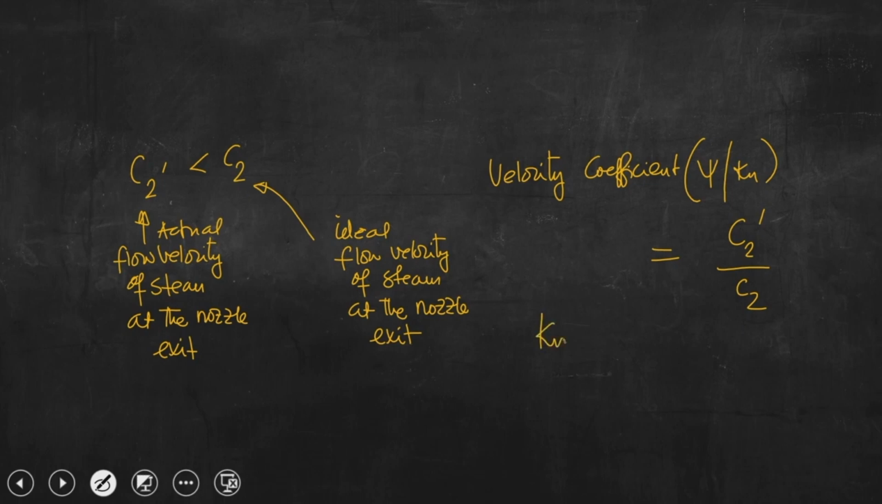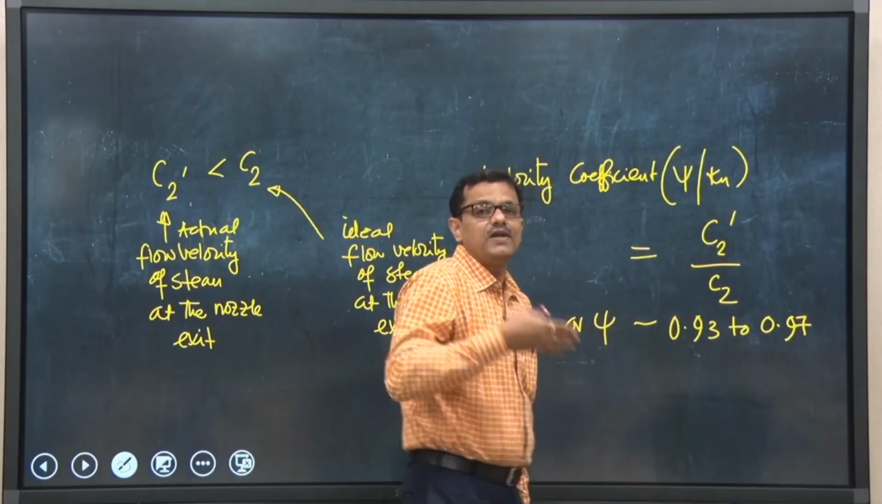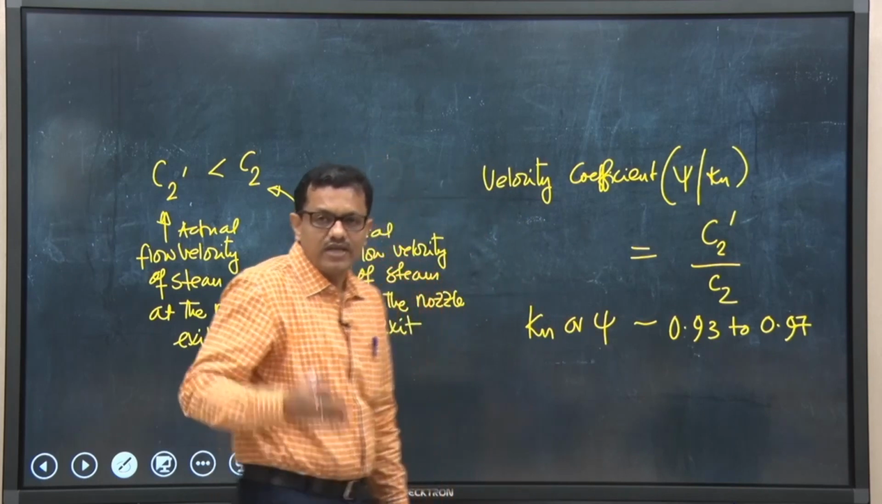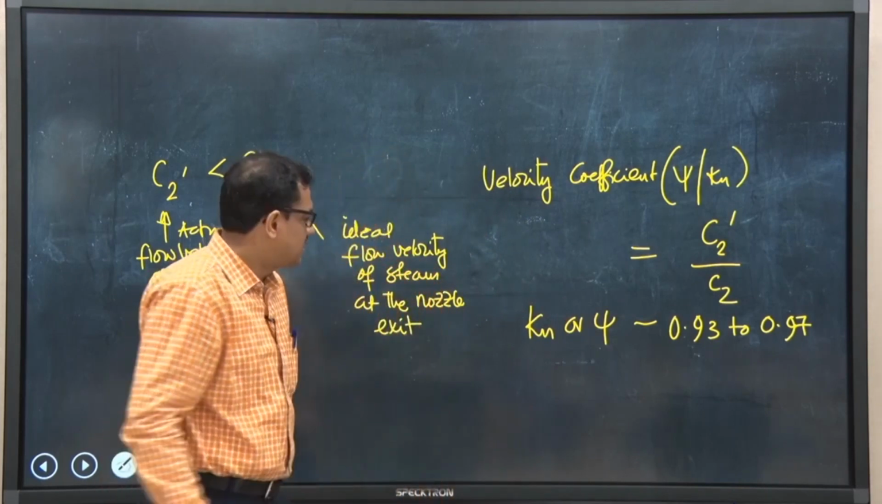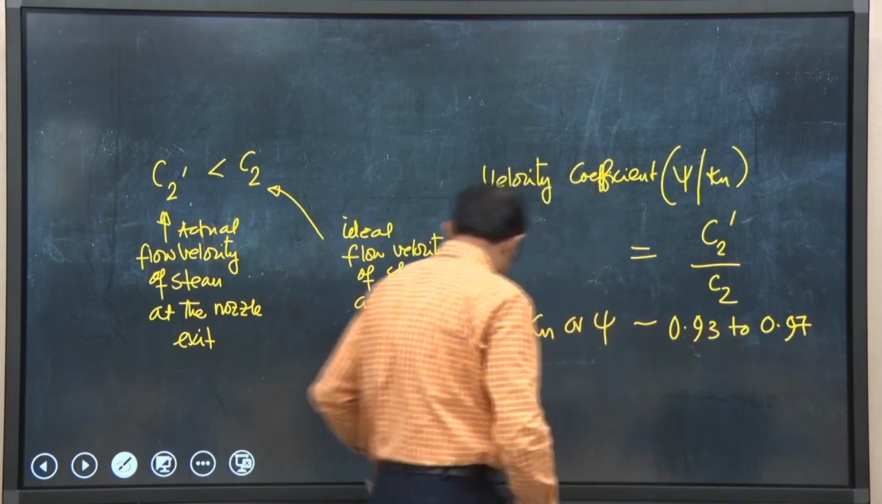The velocity coefficient magnitude is around 0.93. So Kn or psi varies from 0.93 to 0.97 for different surfaces. Why does this value change from 0.93 to 0.97? It depends on the surface of the nozzle, the inner surface of the flow nozzle. Depending on the surface condition, the value varies.